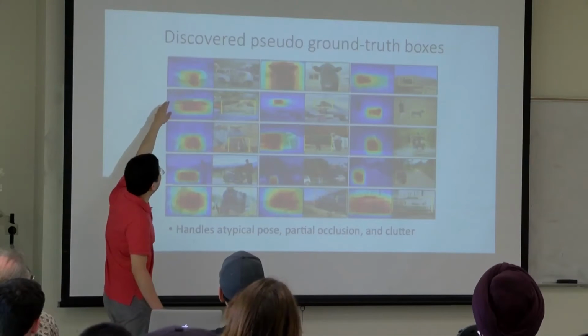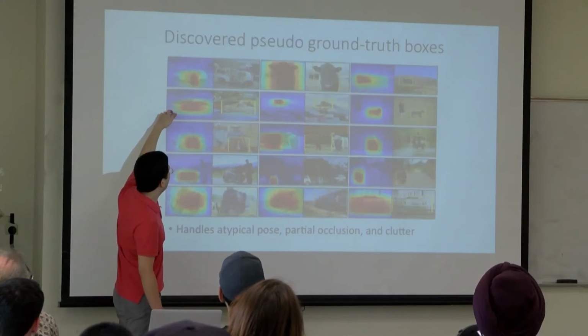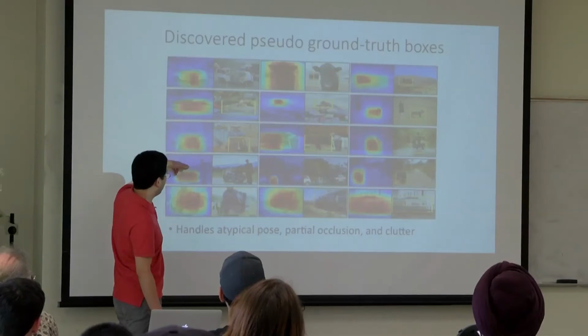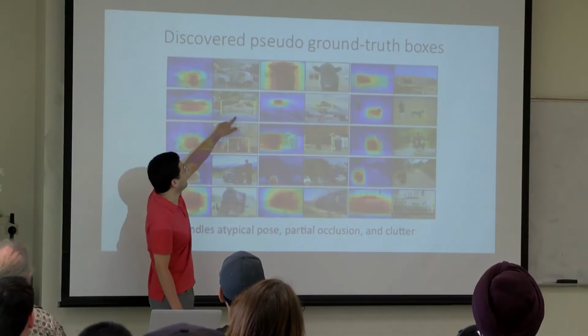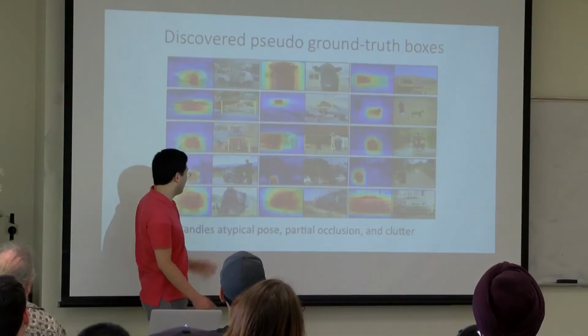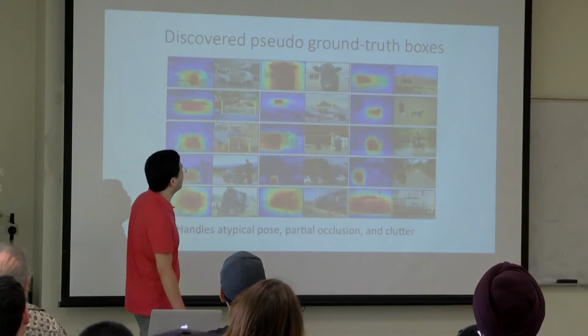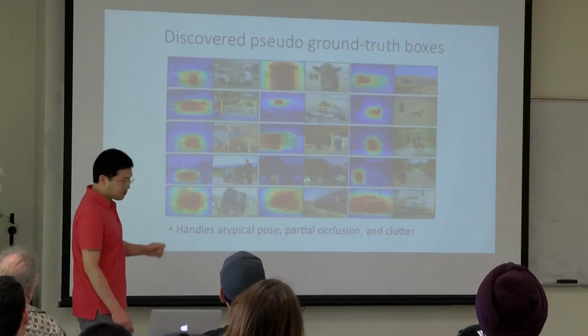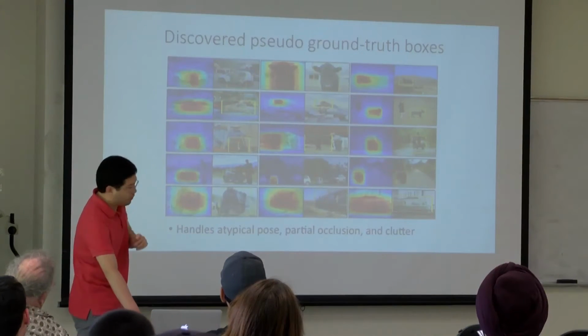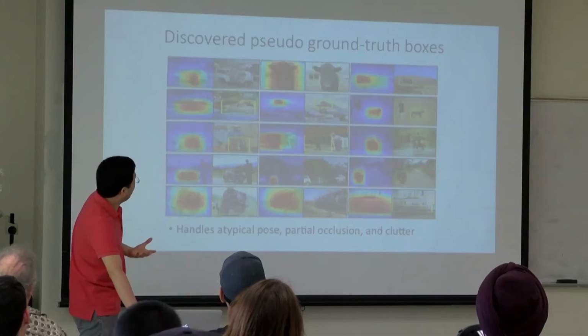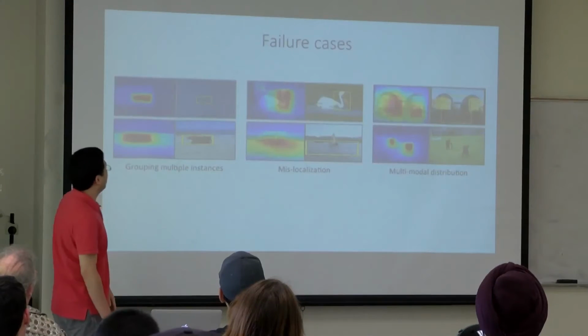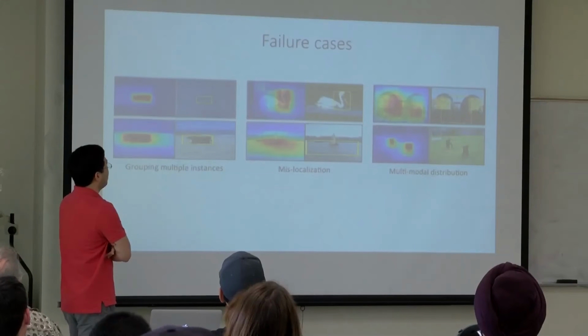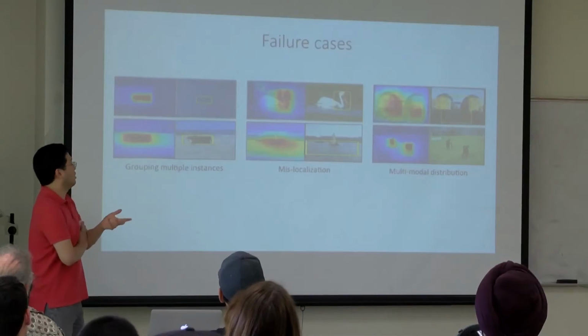Here's another example. This is for cows, dog, horse, motorcycle, and train. And here's one example of a dog in, I guess, an atypical pose. We're able to get it. But of course, our method still has failure cases, and here are some examples of when our method doesn't do so well.